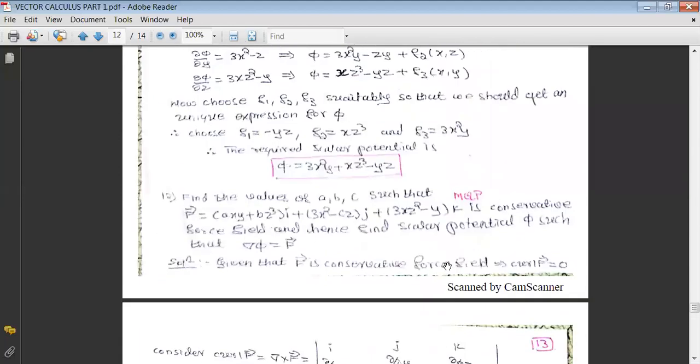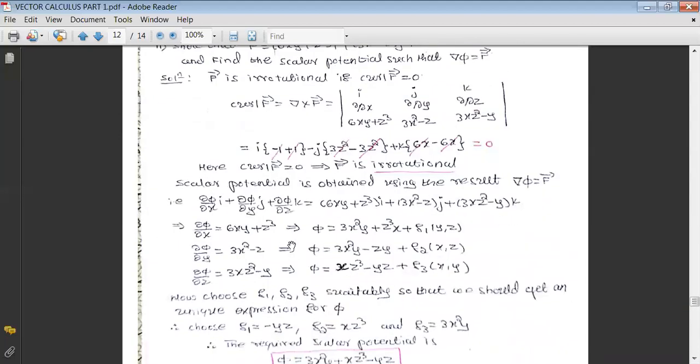Now, one thing I want to explain here one more time: when you get three expressions for phi, we have to get a unique expression for phi. In order to find the unique expression for phi, we have to choose the values of f1, f2 and f3 suitably. And there is some trick, and I'll explain that trick one more time.